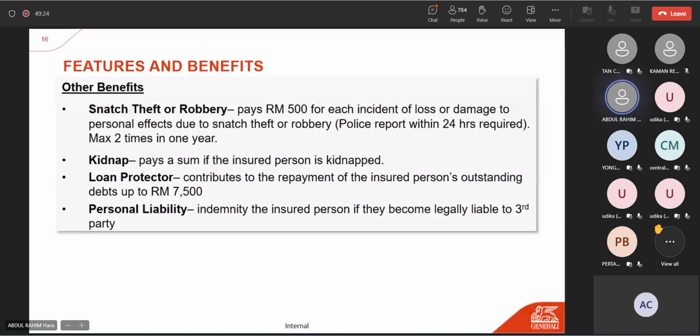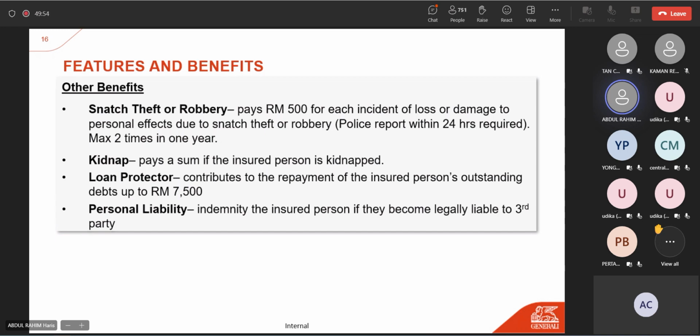Okay, I'll move on. This is also a special benefit on top of the PA part. It pays out for snatch, theft, and robbery, 500 ringgit for each incident of loss. This is to cover the personal effects. If you are a victim of snatch, theft, or robbery, you can claim up to 500 ringgit for loss or damage to your personal effects.